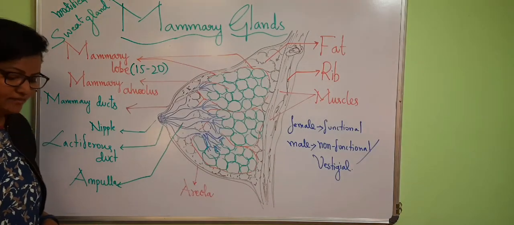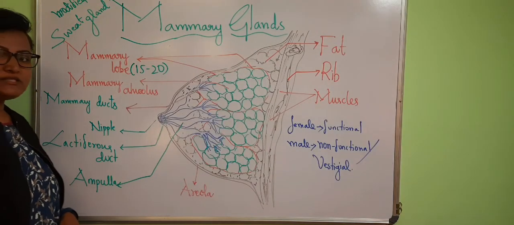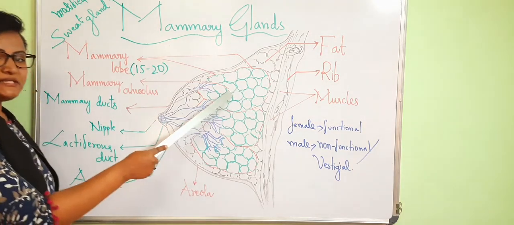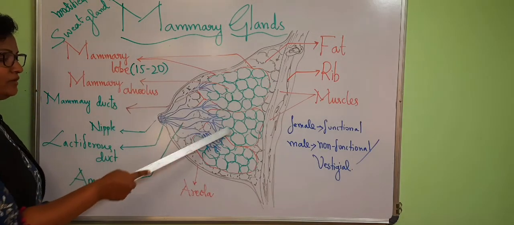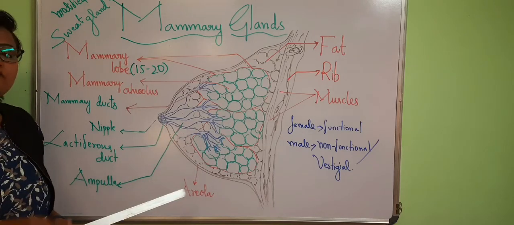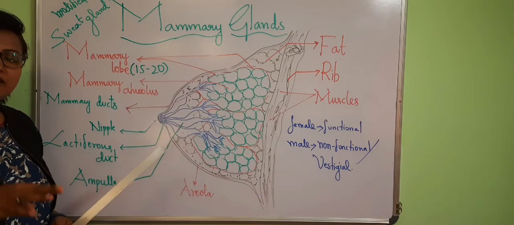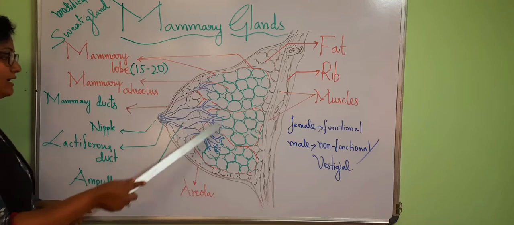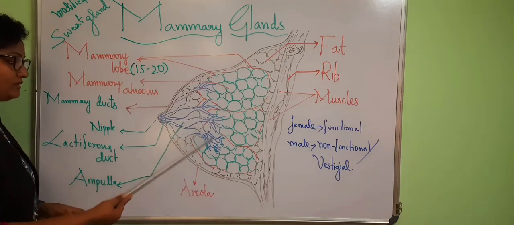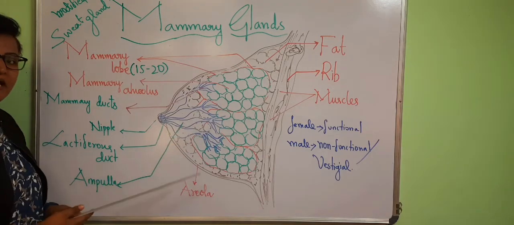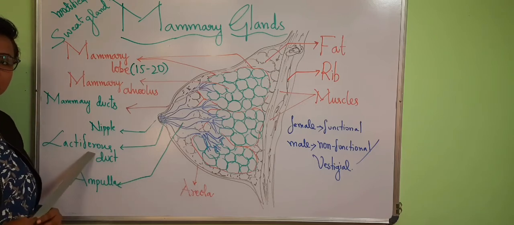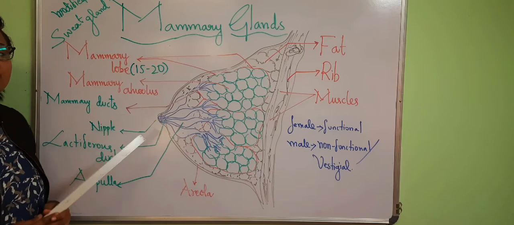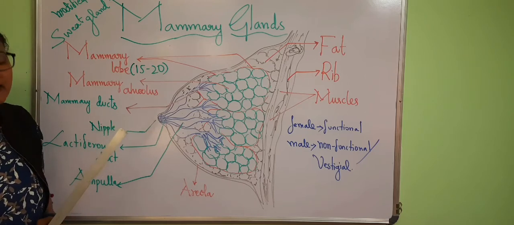Now there are some points. I hope you understood. Many lobes are present, that is 15 to 20 lobes. Within these lobes there are alveoli where the milk is secreted and stored. There is a common duct from all these lobes called the mammary duct, connected with the ampulla, and finally the lactiferous duct, from where the milk is sucked during lactation.